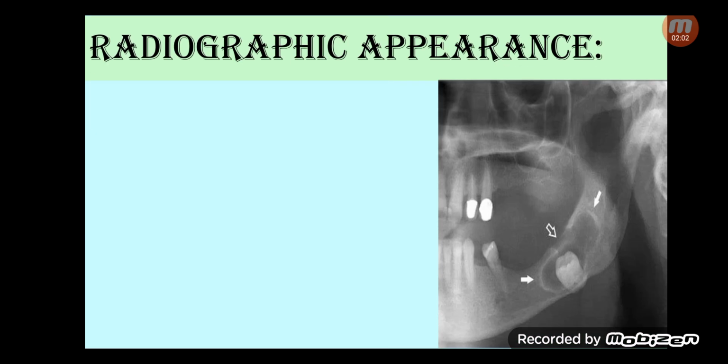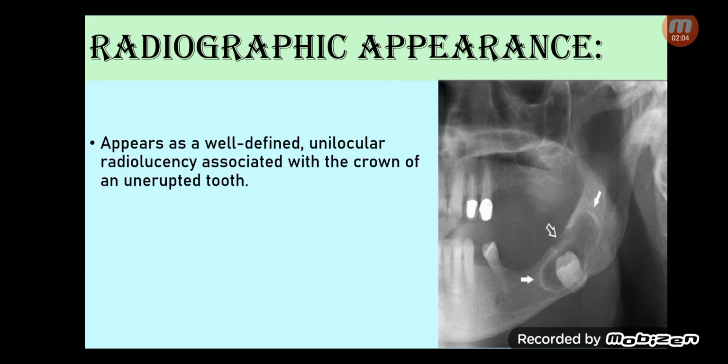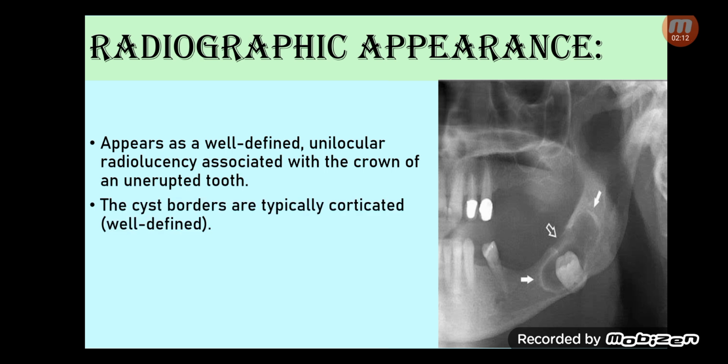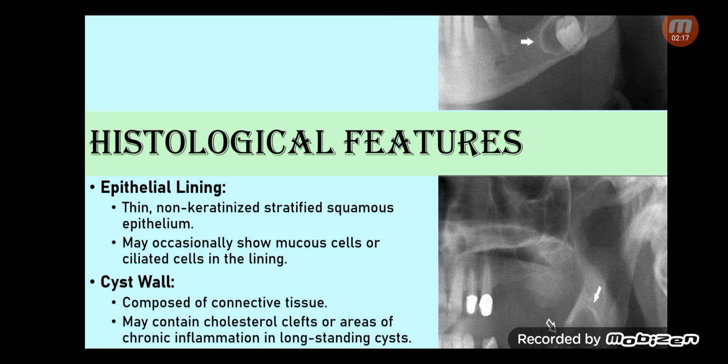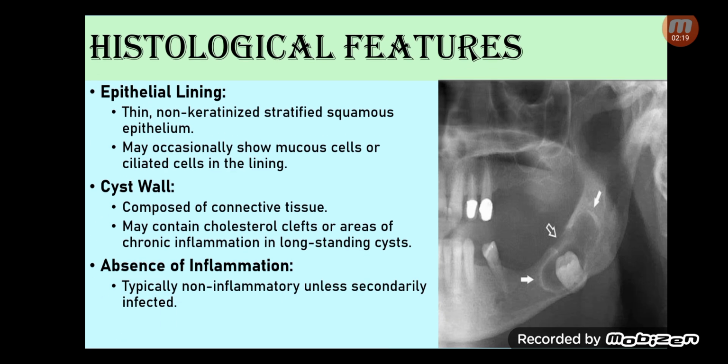Now we will talk about radiographic appearance of dentigerous cyst. It appears as a well-defined unilocular radiolucency associated with the crown of an unerupted tooth. The cyst borders are typically corticated or well-defined, as you can see in the picture here.